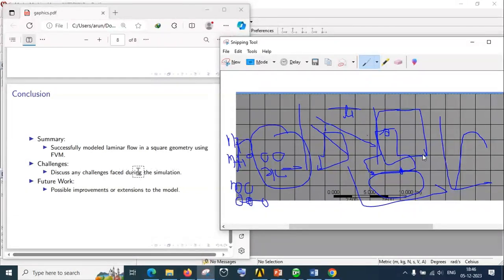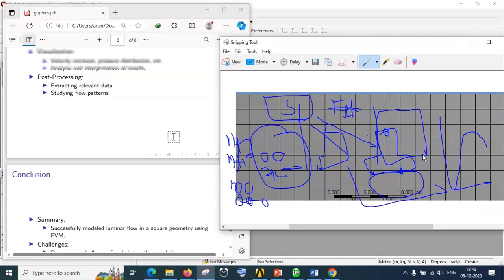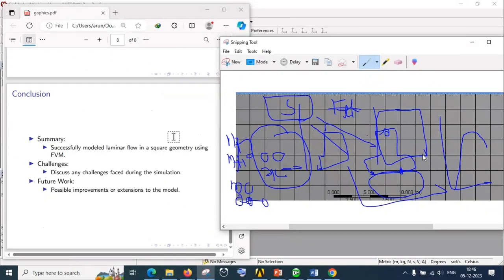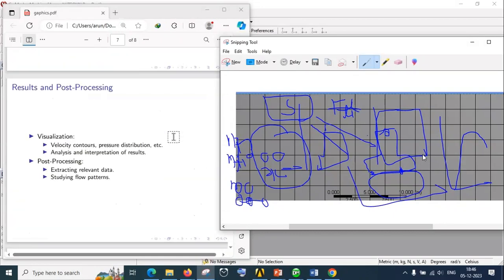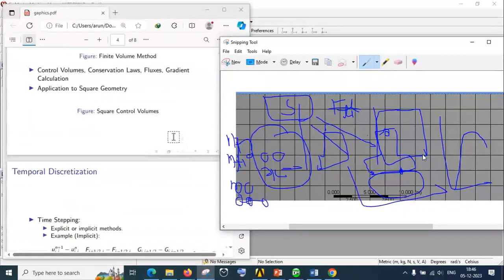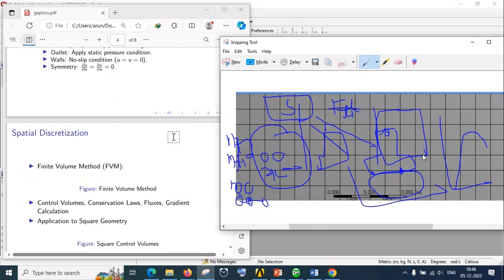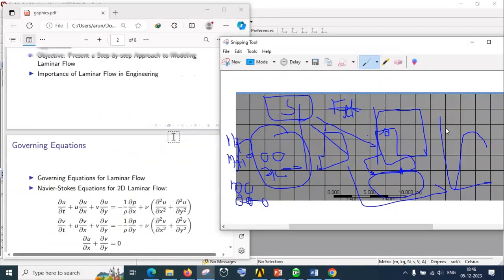At last we have successfully modeled laminar flow and analyzed it with the finite volume method. We also discuss the challenges in our geometry domain and the future scope in our simulation process and fluid domain. Now let's see our next video for a detailed explanation and an effective report.